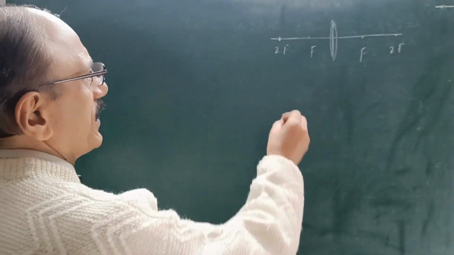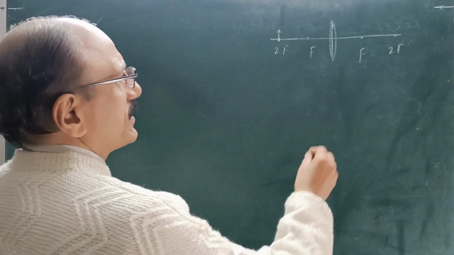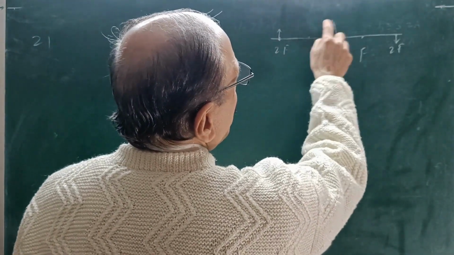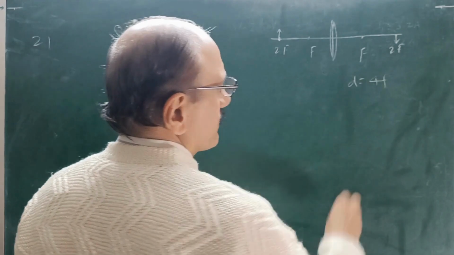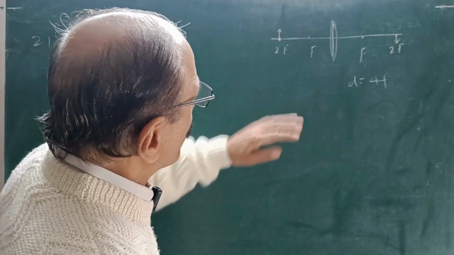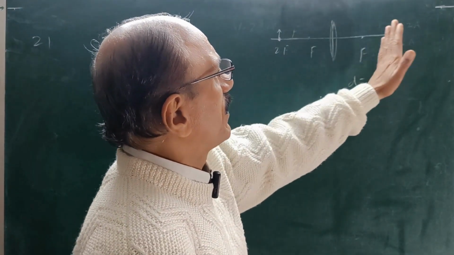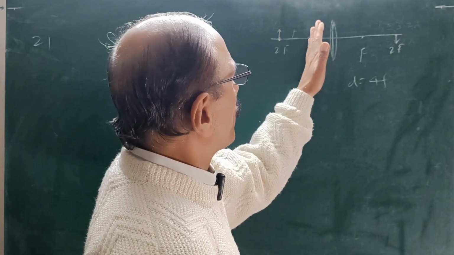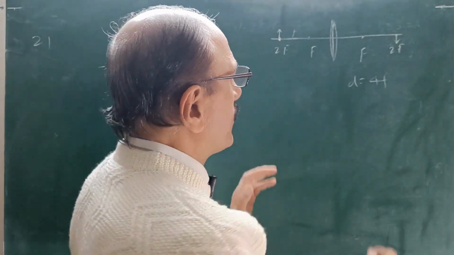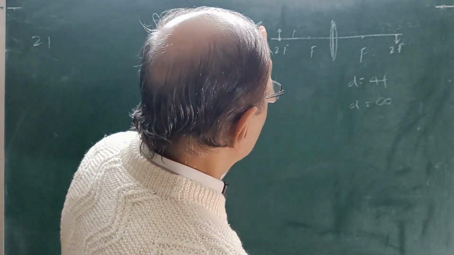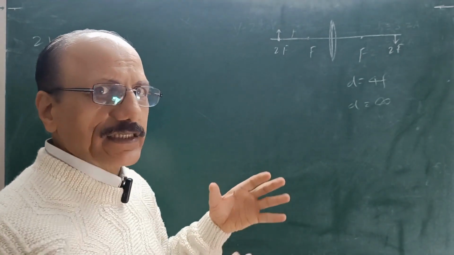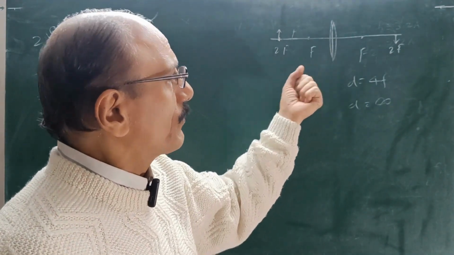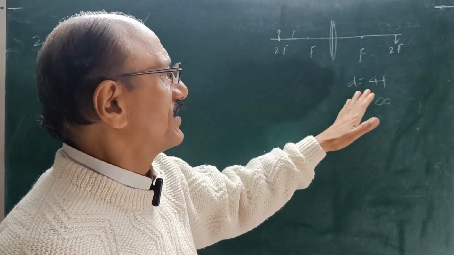If you place an object at 2f, then the image is formed at 2f. So the distance between these two is 2f plus 2f, that is 4f. When you move the object towards the lens, the image shifts beyond 2f, and ultimately when you bring it to f, the image goes to infinity. That means the distance d becomes infinity. So conceptually it is very clear that the minimum distance is 4f.